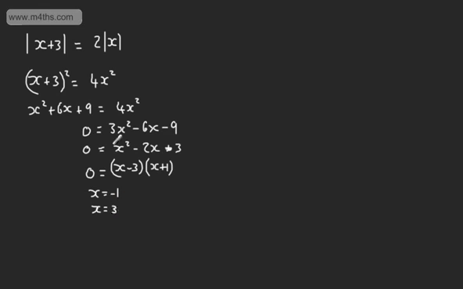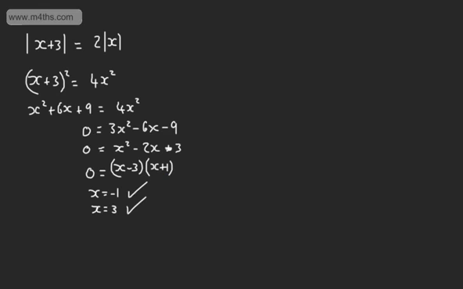Well, let's check them. Minus 1 in here is going to give us 2, and that will give us now 2. The modulus of 2 is 2. If I put minus 1 in here, the modulus of minus 1 is 1. 2 lots of minus 1 modded is going to give us 2. That works. If I now put 3 in, 3 plus 3 is 6. That works. Put it in here. That works too. So they are my solutions.